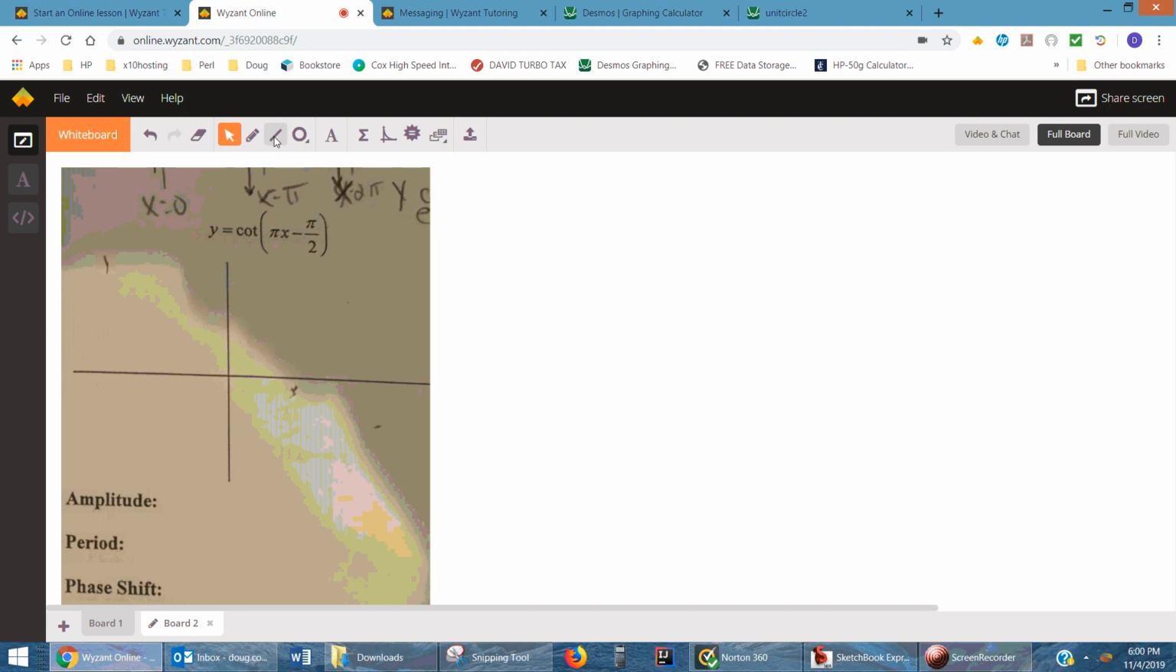Okay, Alice, as I'm getting ready to do this problem, I'm remembering that the basic cotangent function has vertical asymptotes at 0, pi, negative pi, and that in each interval or period it goes something like this. Okay, I've got to remember that, otherwise I can't draw the graph.